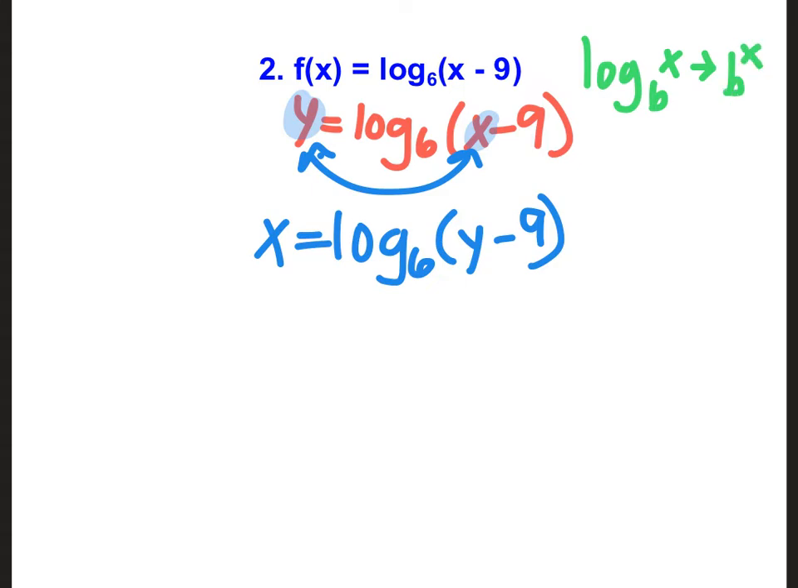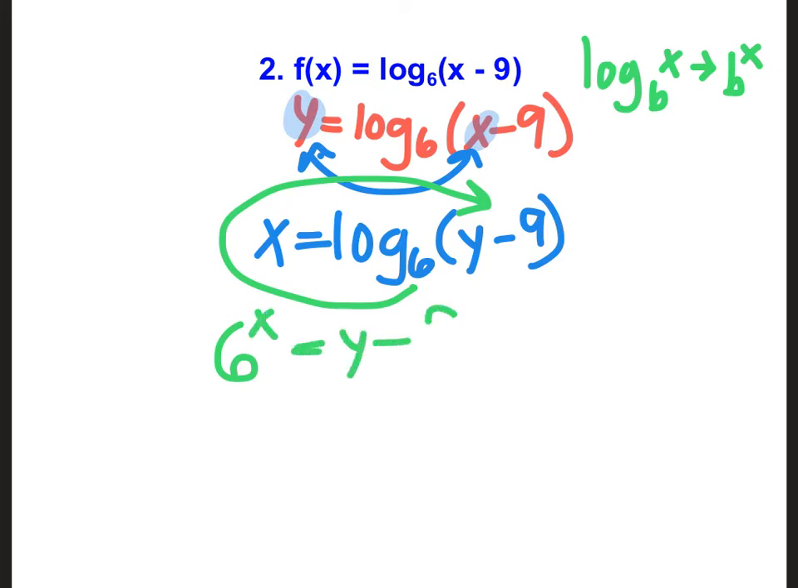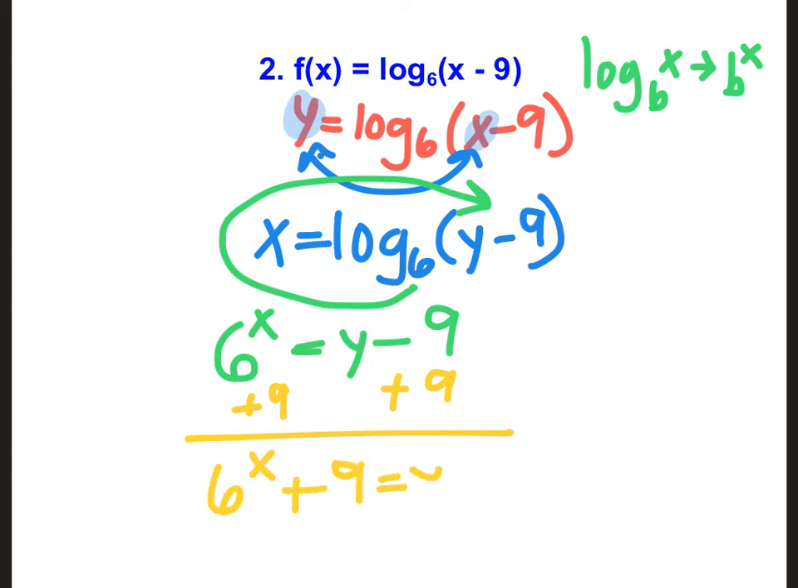So when I do this, remember we're going to do our little circly thing. So you want to go 6, x, and then back to this guy. So I'm going to do 6 to the power of x equals y minus 9. Now at this point I want to get y by itself, so I'm going to add 9 to both sides. And we get 6 to the power of x plus 9 equals y.